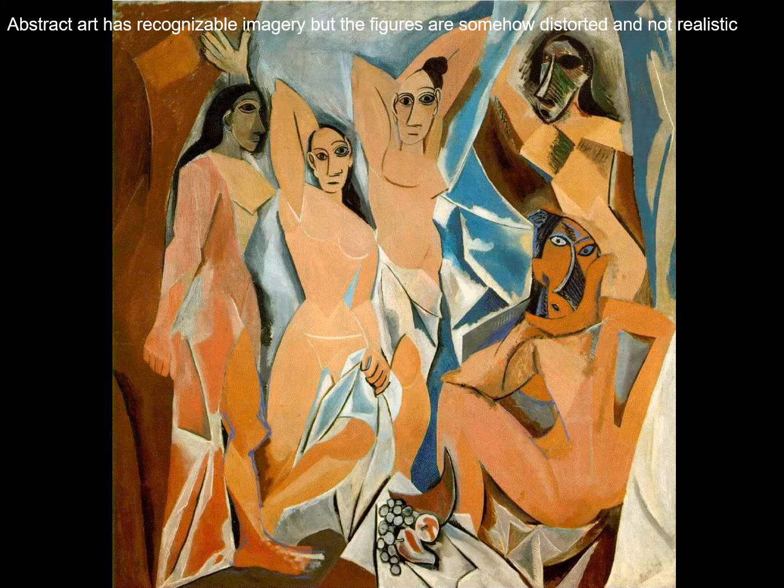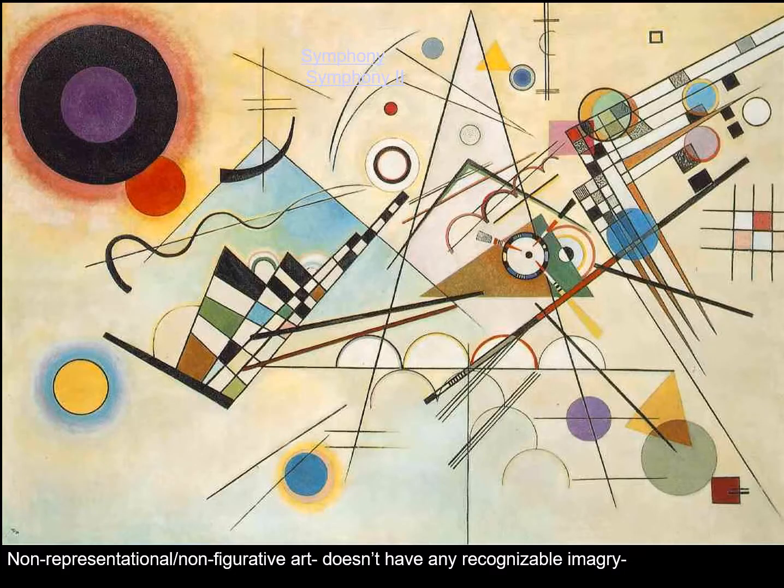Abstract art, much like stylistic, has recognizable imagery, but the figures are somehow distorted and not realistic. This is Picasso's The Women of Avignon, or The Ladies of Avignon. And you can see that we can tell that these are five women figures, but it's not quite how women look in real life. And we'll talk a little bit more about this piece specifically later in our semester.